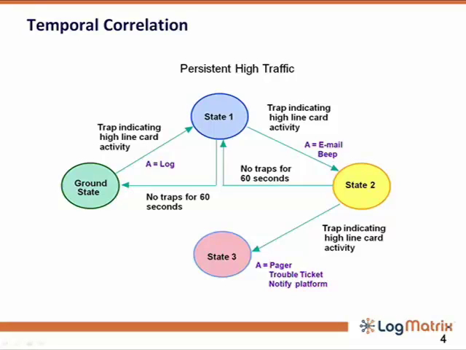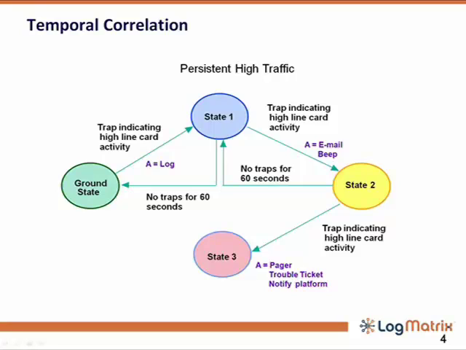Well, how do I set this up? How do I make this work? I'm familiar with writing a trap mask, and that trap mask can sit there and say, I'm waiting for high line card activity. But how do I fire a trigger with a 60-second delay to take me back to ground? I do that in the transition going into state 1 from ground.